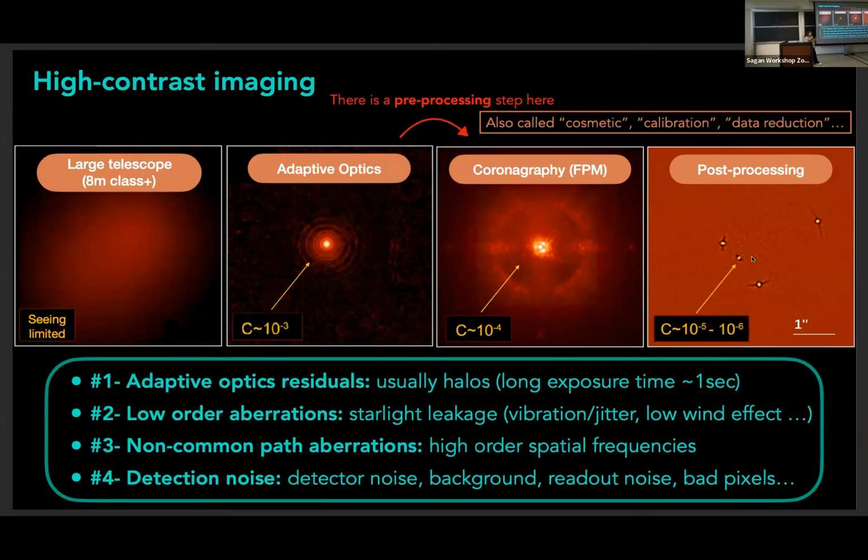So there are four big things that are preventing us from having a perfect image after post-processing. There are lots of adaptive optics residuals. The adaptive optics is not perfect. There are low order aberrations, due for instance to vibration, jitters, something called the low wind effect, that we're going to hear about in Julien's talk. Actually, Julien Milli's talk on Thursday is going to cover all those things way better. We also have the so-called non-common path aberrations, aberrations seen or not seen by the AO, but seen or not seen by the science path. And of course, all of the detector noise.